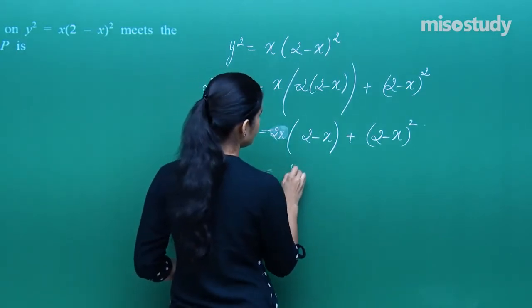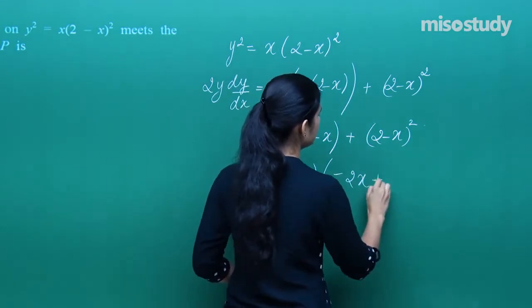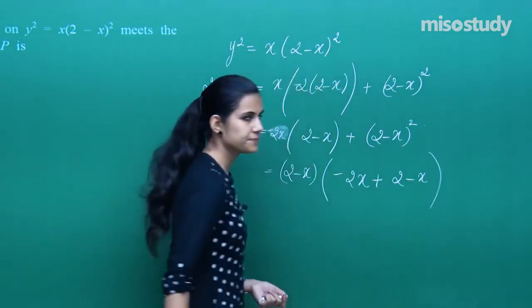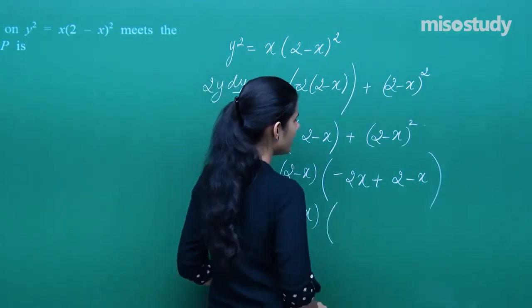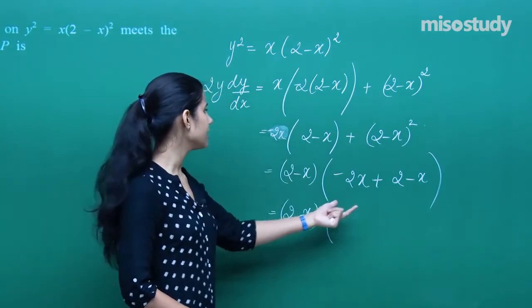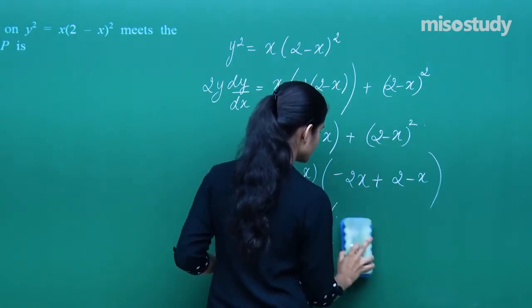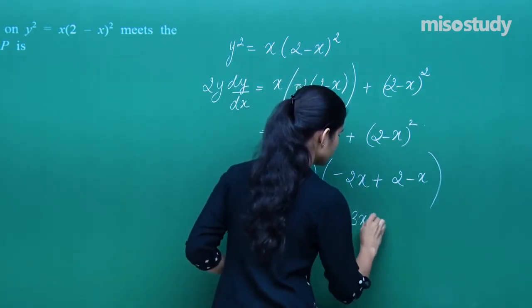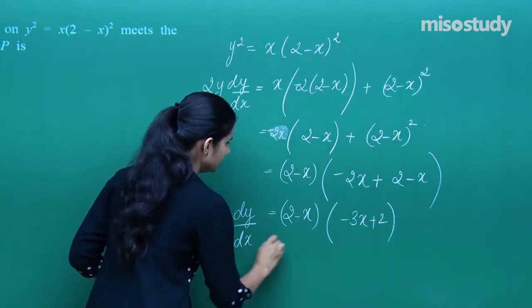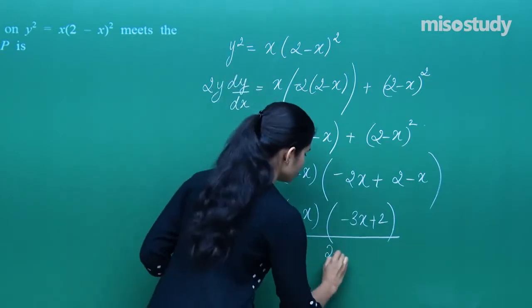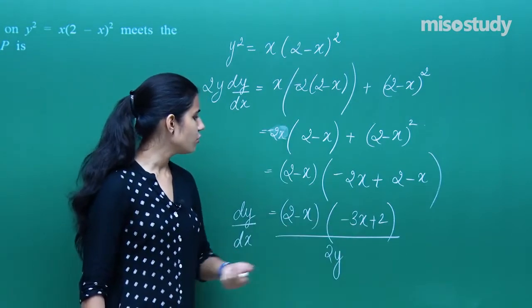Now over here you have 2 minus x common. Inside you have minus 2x plus 2 minus x. Right? So this gives you 2 minus x, and then what is it that you have over here? Minus 2x minus x, which is minus 3x plus 2. And so dy by dx turns out to be all of this upon 2y. Right? 2 minus x into minus 3x plus 2, whole upon 2y.